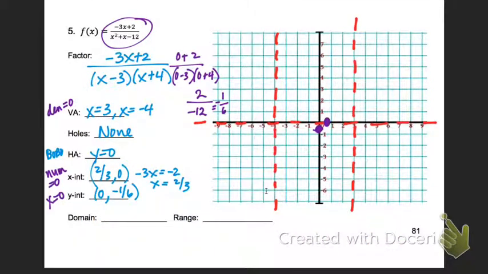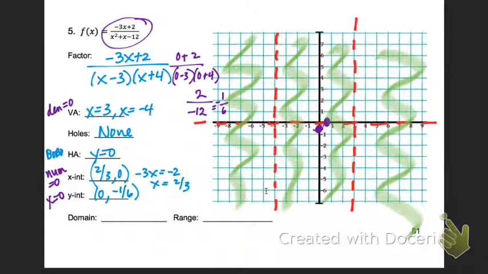All right, so now we've got these 2 points. We want to test some points to see where it's going. And we just need positive or negative. So we need things to the left of the vertical asymptotes and the right, and then in the middle. Why are we doing that? We're just seeing what it's doing in this quadrant. Where's the graph here, here, and here? Is it above the horizontal asymptote or below, or does it go through?